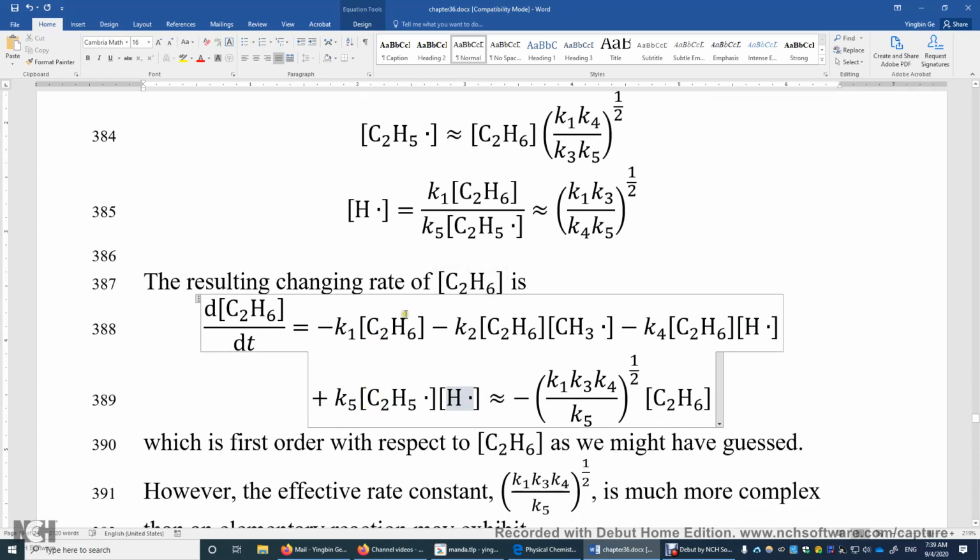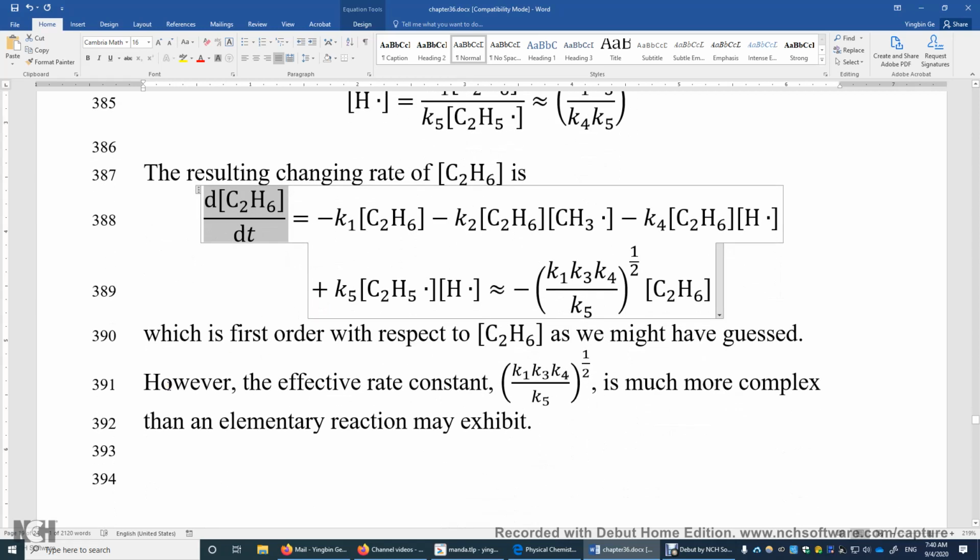Alright, so in the end, we just plug in all these expressions, and finally we get this expression for the changing rate of the concentration of ethane. So really, it's just a first order reaction, or pseudo first order reaction. And I would call this the effective rate constant for this pseudo first order reaction. We replace this with K effective, and then we can easily find the concentration of C2H6 as the initial concentration of C2H6 times e to the power of negative K effective t. Again, this is K effective.